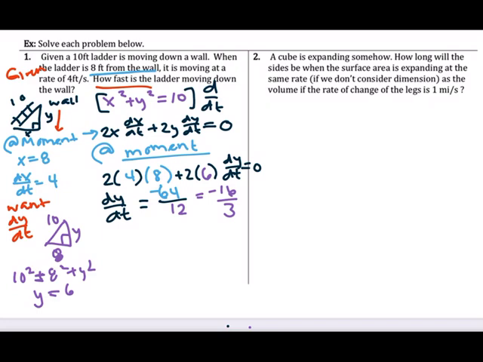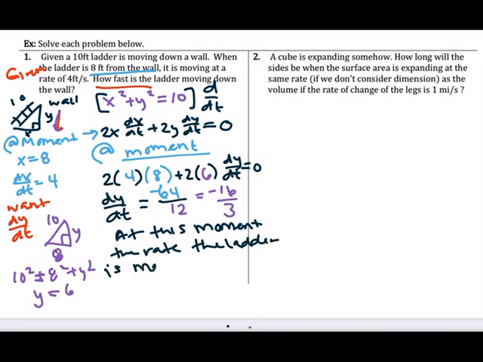Well, yeah, that makes sense. I'm moving down the wall, so it does make sense that this rate is negative. So to answer my question, I'm going to say, at this moment, and I can say that because I defined on the left what this moment is, at this moment, the rate the ladder is moving at is negative 16 over 3, and our units here were feet per second.